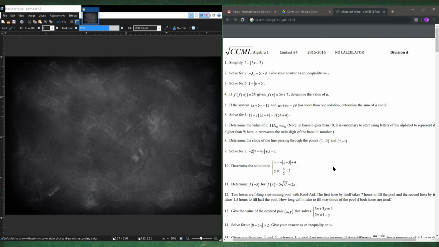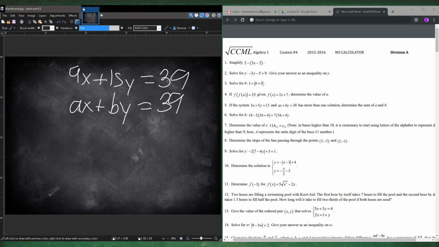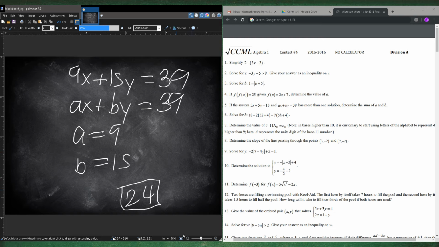Question 5. If the system 3x plus 5y is equal to 13 and ax plus by is equal to 39 has more than one solution, determine the value of a plus b. Since they have more than one solution and it's linear, that means it's basically the same line. So we need to get the 13 into 39. So multiply by 3, that gets 9x plus 15y is equal to 39. Then you have ax plus by is equal to 39. So since they're the same, a is equal to 9 and b is equal to 15. So determine the sum, which is just 24. 9 plus 15 is 24. Basically just that simple.